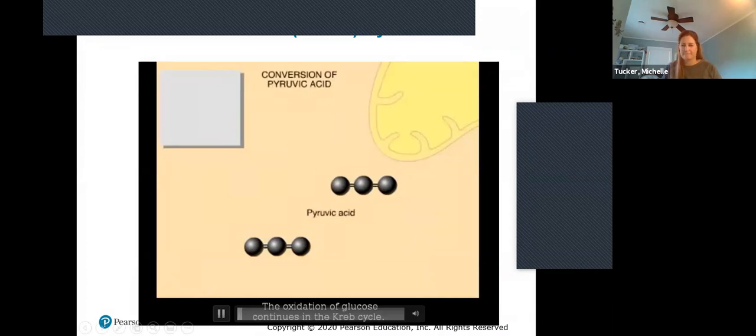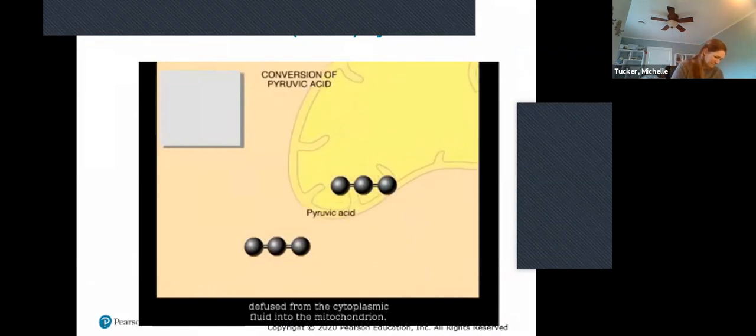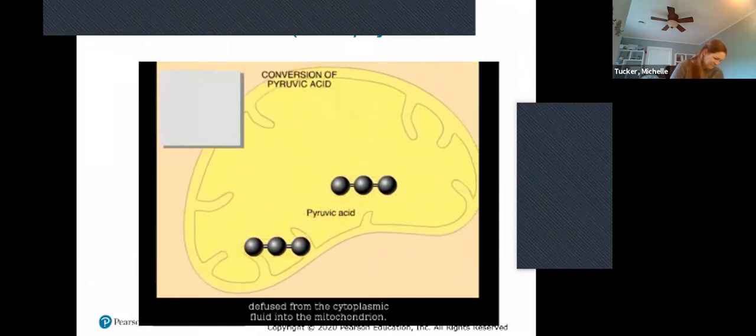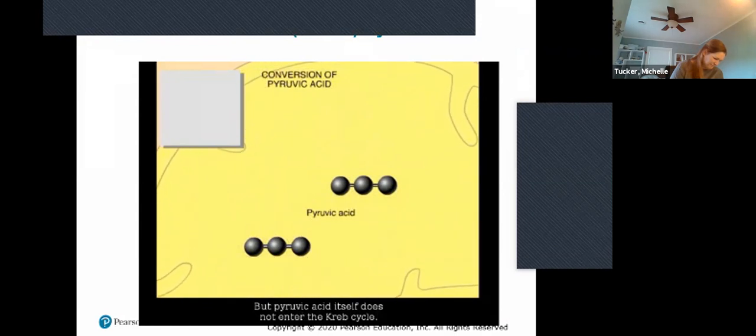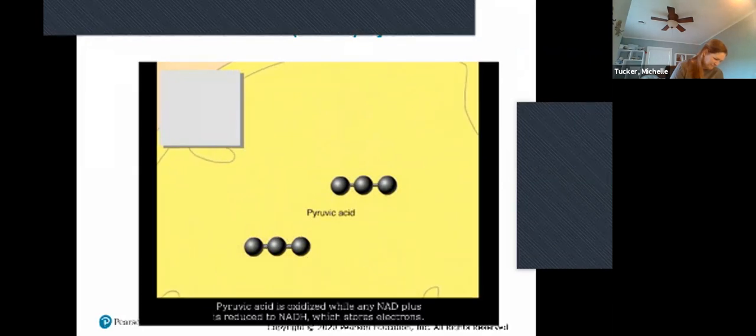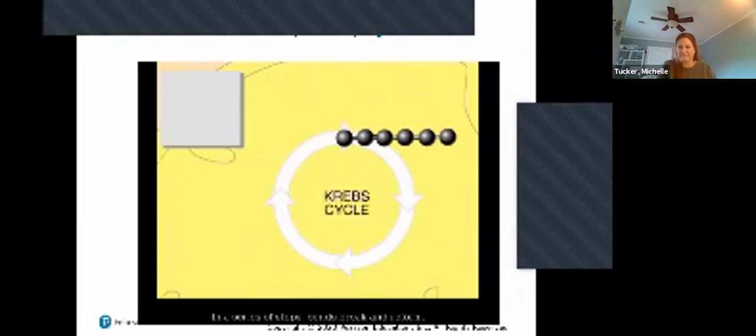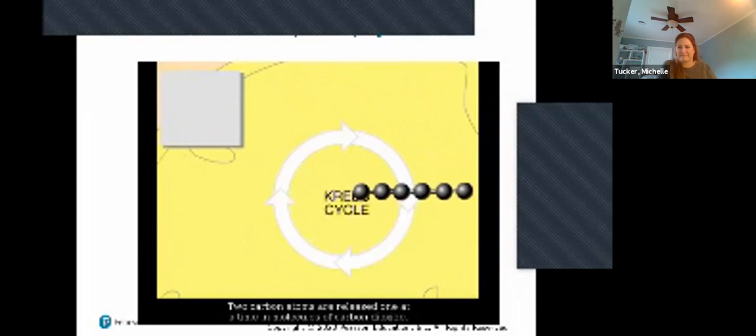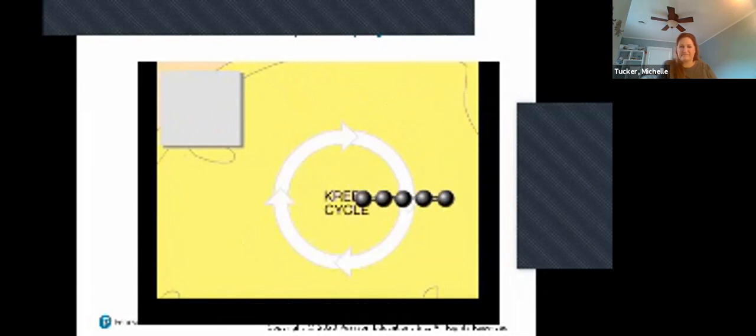Glucose continues in the Krebs cycle. Pyruvic acid molecules formed during glycolysis diffuse from the cytoplasmic fluid into the mitochondrion, but pyruvic acid itself does not enter the Krebs cycle. Pyruvic acid is oxidized, while NAD+ is reduced. In a series of steps, bonds break and reform. 2 carbon atoms are released one at a time in molecules of carbon dioxide.